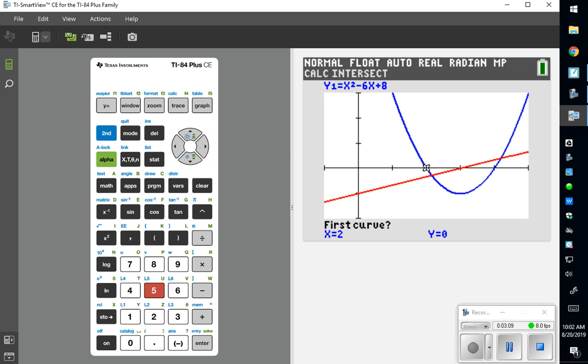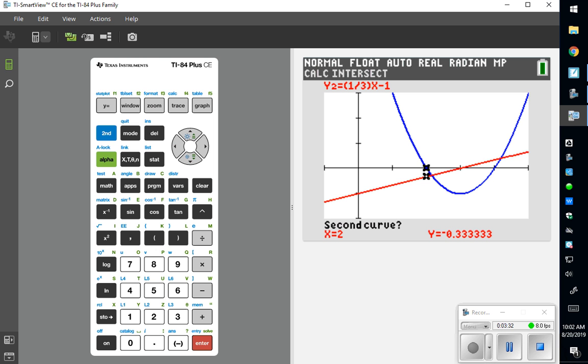And then the calculator will ask you 3 questions. The first question is, the cursor on the first curve? Notice the cursor is on the blue curve. It doesn't matter if the blue curve is the first or the second curve. That is one of the curves you want. It also shows you right here that the calculator is on y1. So to say yes, we just press enter.